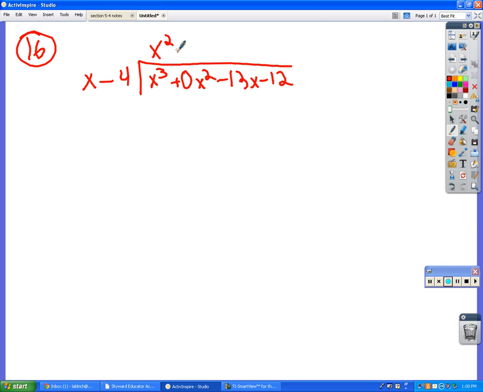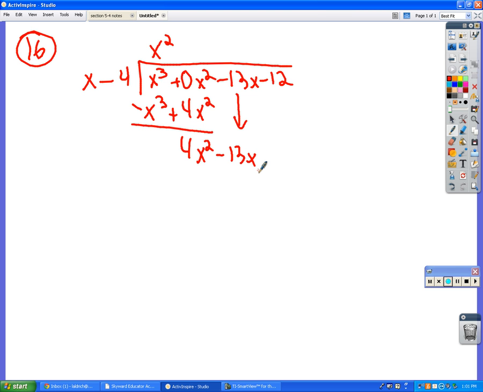And that gives me x cubed minus 4x squared. And that's why I put this 0 in here, so that I would have a space for the squares to go. Okay. Now, some of you are struggling with the whole subtraction idea. I always do this by changing the sign on these things and then adding. And I don't have to remember that I'm subtracting. So these cancel, and then that gives me 4x squared there. Bring down the negative 13x.